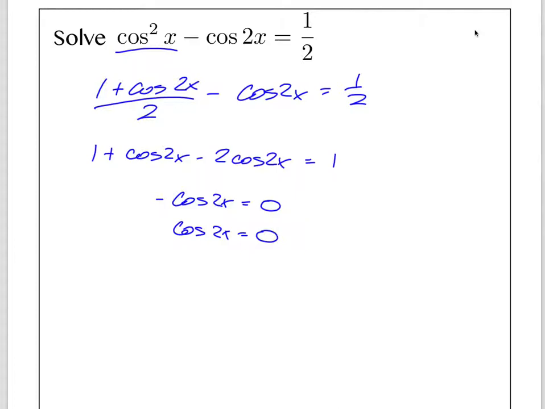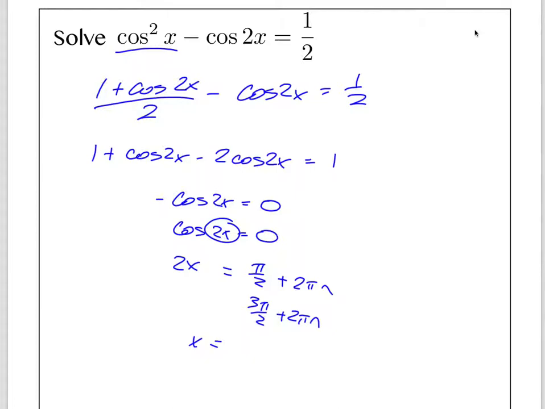So I want to ask myself, when does cosine equal 0? At pi over 2 and 3 pi over 2. Don't forget the plus 2 pi n. But what is normally in that spot? Theta, or just an x. And we usually just say x equals this, but since 2x is here, we have to say 2x equals that. But I'm not interested in what 2x equals, I'm interested in what x equals. So what am I going to do? Divide by 2.